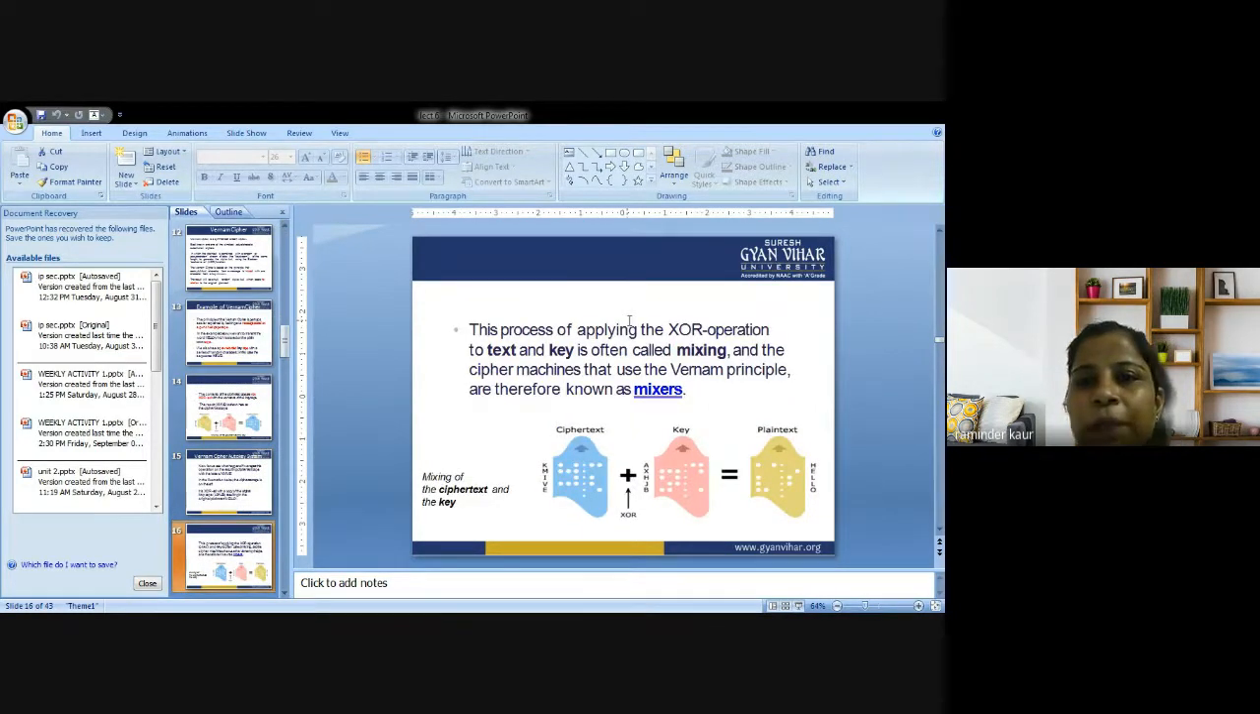This process of applying the XOR operation of text and key is often called mixing, and the cipher machines that use the Vernam principle are therefore known as mixers. So this is the ciphertext KMIVE: K plus A is converted into H, M plus X into E, I plus H into L, V plus J into L, and E plus B into O.